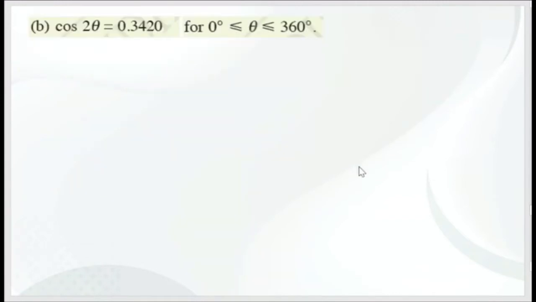Then now we go to part B. You see this. This one means what? 2 theta. You don't use the double angle formula, then change it into the single angle, then do a lot of things, wasting your time. The way is the same as the question just now. This question is very simple.